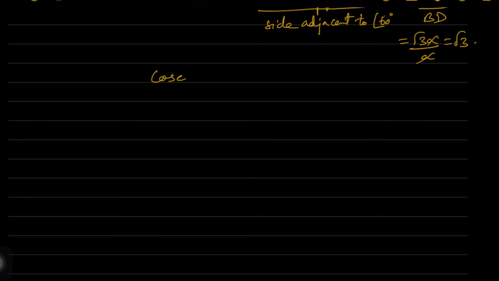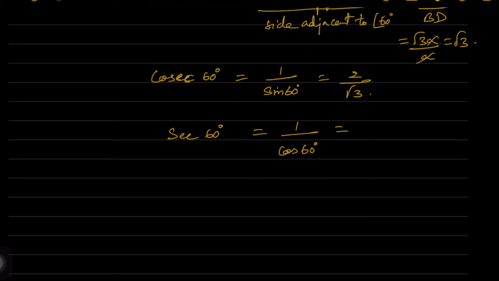So therefore now you can write the remaining: cosecant 60 is equal to 1 by sin 60, which is equal to 2 by root 3. Secant 60 is equal to 1 by cos 60, which is equal to 2. Cot 60 is equal to 1 by tan 60, which is equal to 1 by root 3.